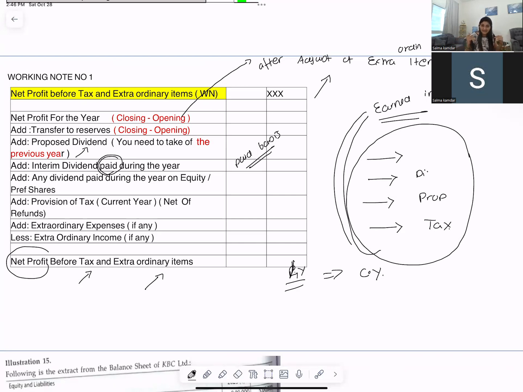If you have paid any tax, the tax of the current year, after doing adjustments of refunds, you will add that also. If you have done any extraordinary expenses, add that back. If you have received any extraordinary income, remove it. Then only you will get your net profit before tax and extraordinary items.